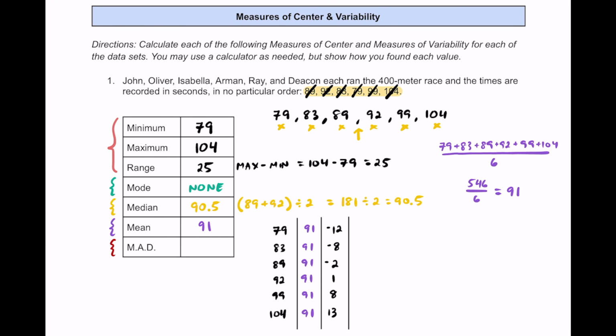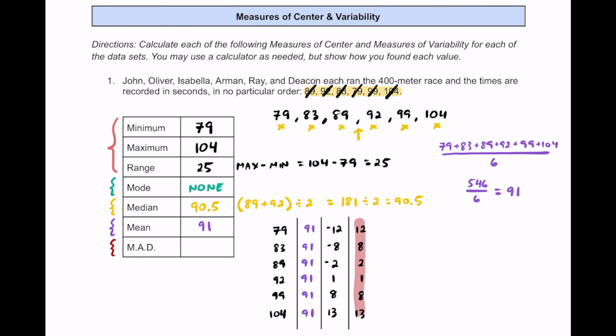So while these are the deviations, we can now figure out what the absolute deviations are going to be. We're just going to go ahead and find the absolute value of each of these. So we're going to have 12, 8, 2, 1, 8, and 13. These are called the absolute deviations.